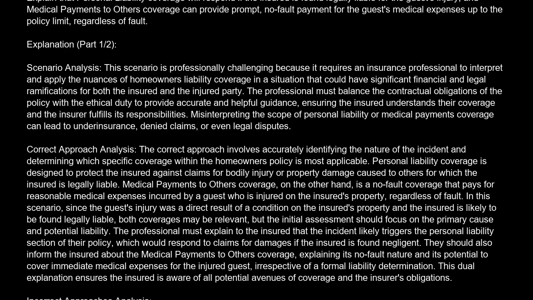The professional must explain to the insured that the incident likely triggers the personal liability section of their policy, which would respond to claims for damages if the insured is found negligent. They should also inform the insured about the medical payments to others coverage, explaining its no-fault nature and its potential to cover immediate medical expenses for the injured guest, irrespective of a formal liability determination. This dual explanation ensures the insured is aware of all potential avenues of coverage and the insurer's obligations.